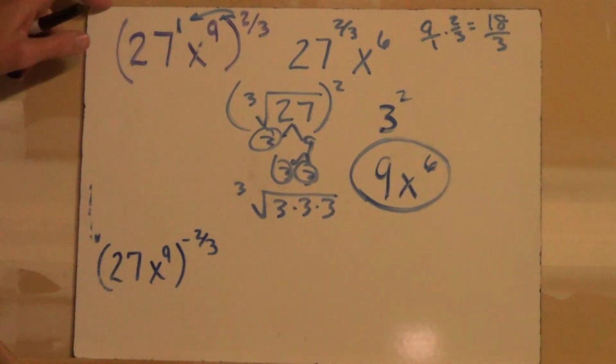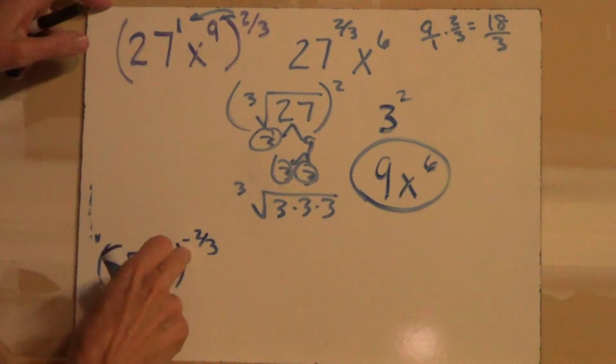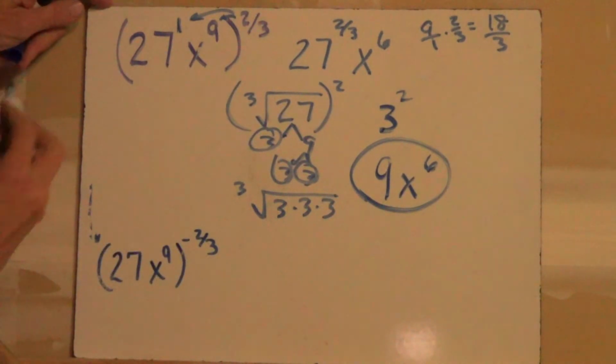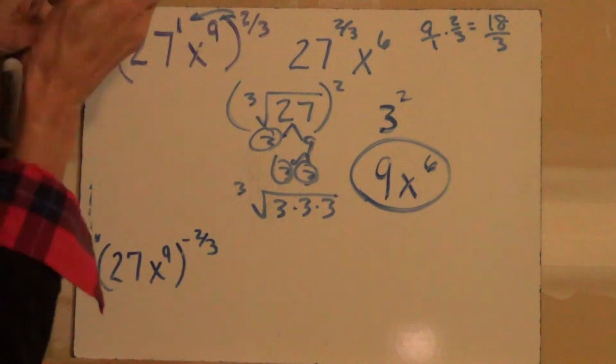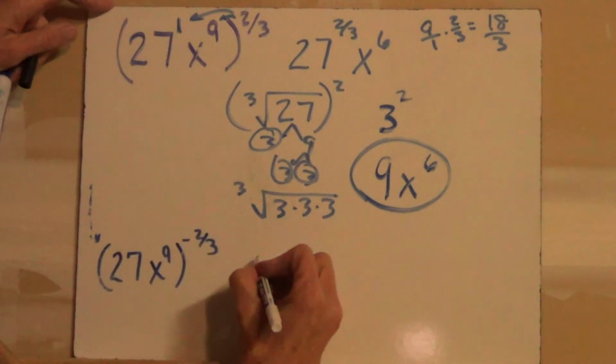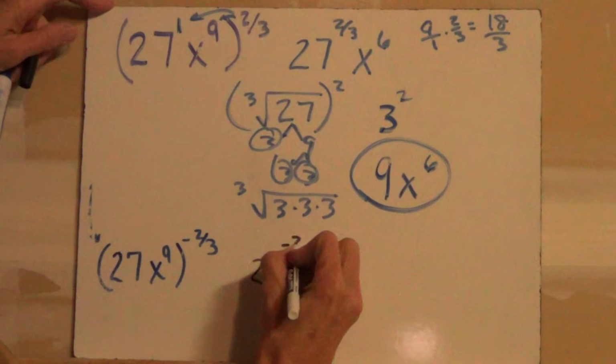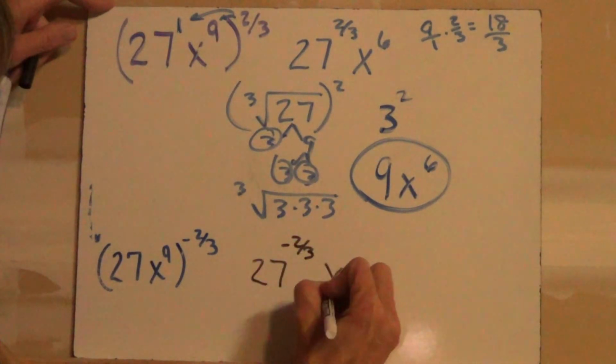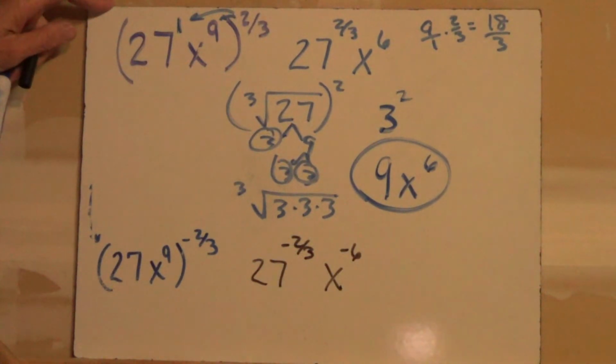So the question is, what happens if we bring in a negative? How would that change the problem? Hopefully you already have an answer. Just go ahead and pause and put it down in your notes. And now I'll show you what it would be. It would become 27 to the negative 2/3, x to the negative 6th.